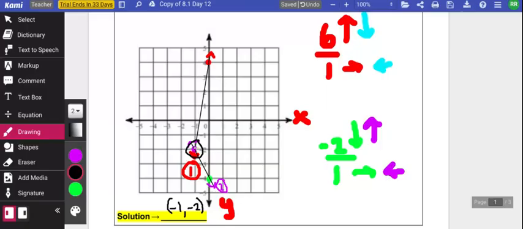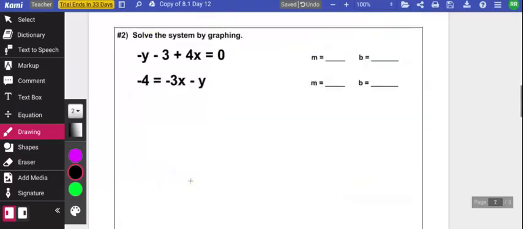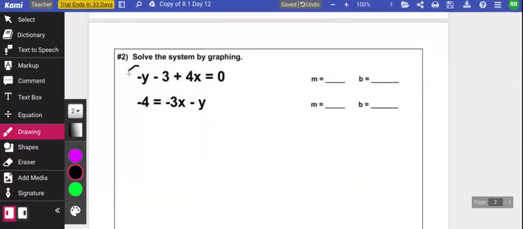This is the only point that is on both lines. From the origin, I went left 1, down 2. Left 1, down 2, negative 1, negative 2. Here's system number 2. System number 2 is made up of 2 equations, equation 1 and equation 2. Neither one of them are in slope-intercept form. And so let's put them in slope-intercept form.